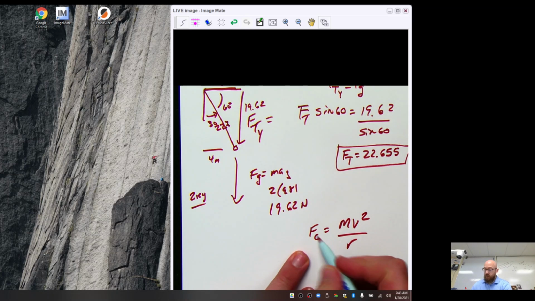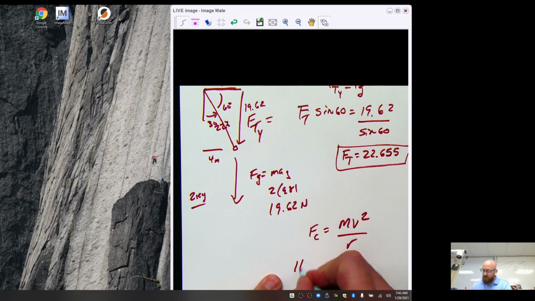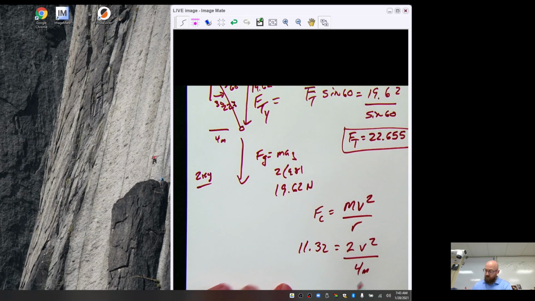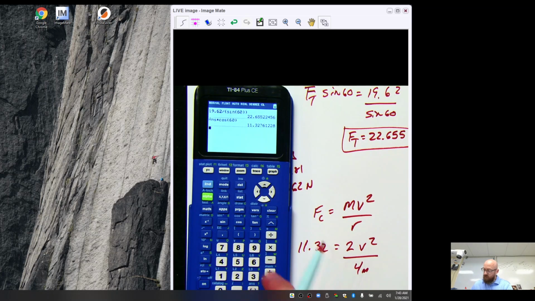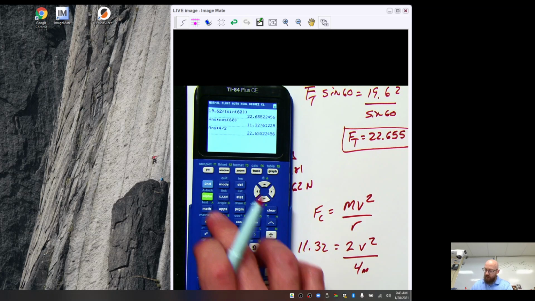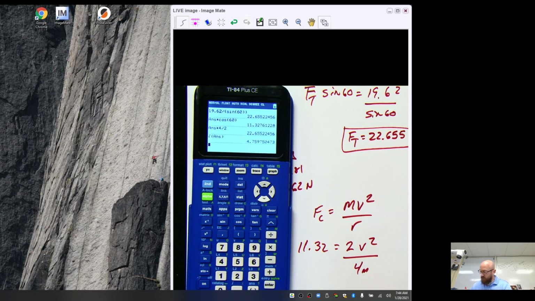So now, we know the force is centripetal. What's pushing us out and pulling us in, this has to be 11.32. We know the mass is 2. Velocity squared is what we're looking for. And the radius was 4. So 11.32 times 4 divided by 2, we get 22. Square root of that answer, hopefully, is 4.76.